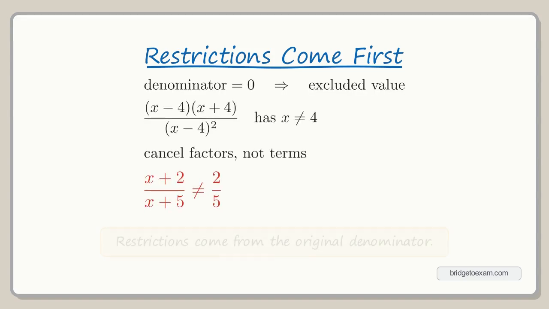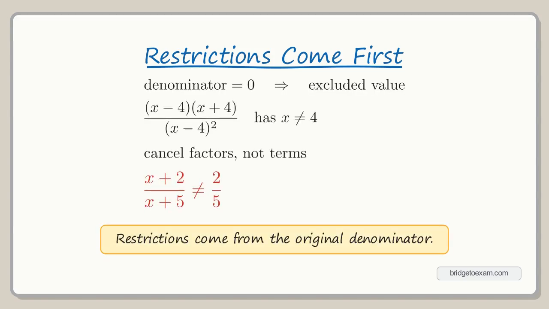A rational expression is a fraction made from algebraic expressions. The most important habit is to protect the domain. State restrictions from the original denominator before canceling anything. Then simplify by canceling common factors, not common terms.